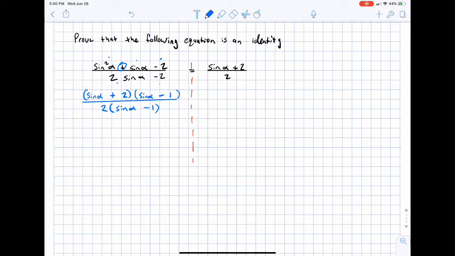So now at this stage, I notice that there is a sine of alpha minus 1 in the numerator and a sine of alpha minus 1 in the denominator. So I can cancel out or divide out both of those, and that leaves me with the sine of alpha plus 2 in the numerator and 2 in the denominator, and we see that we've verified that identity.